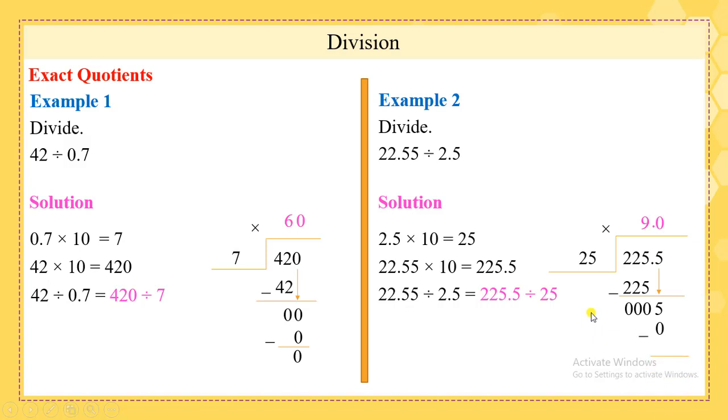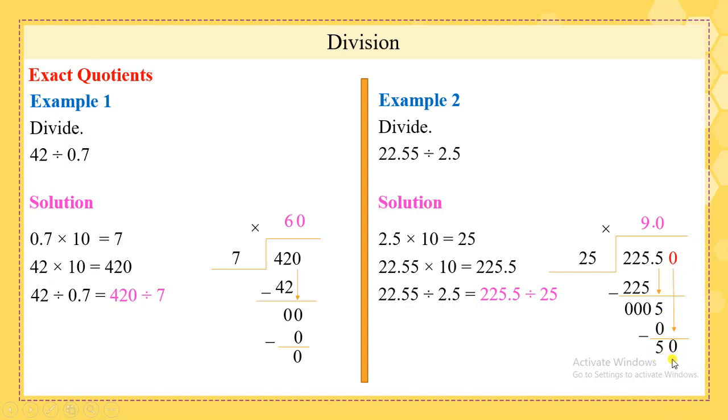5 minus 0 is 5. This is the remainder, but we are getting exact quotients. Then we shouldn't stop our division. In order to complete our division, we are going to add a useless 0 beside the 5. This will be our next digit. We will bring it down.